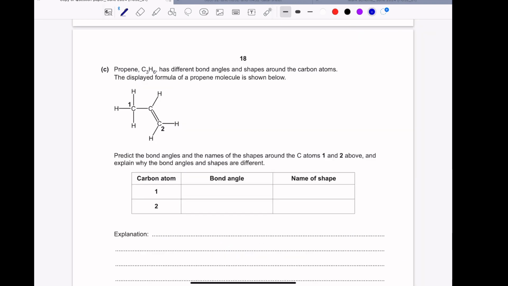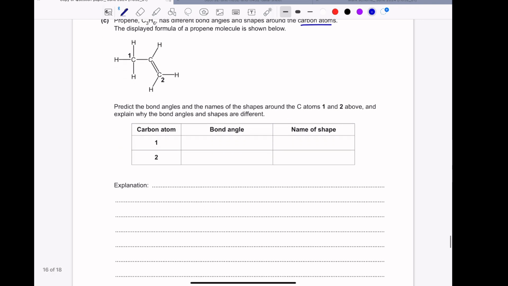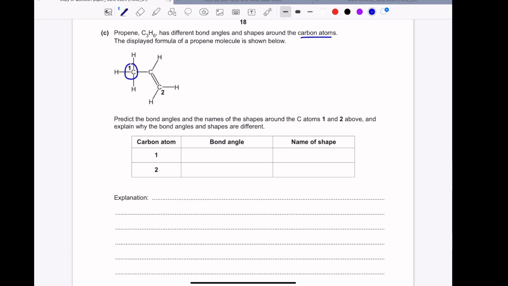Part C: propene has different bond angles and shapes around the carbon atoms. The displayed formula of the propene molecule is shown below. Predict the bond angles and the names of the shapes around carbons 1 and 2 above, and explain why the bond angles and shapes are different. So carbon 1, surrounding it, we can see 4 bonding regions, which means tetrahedral, with a bond angle of 109.5.